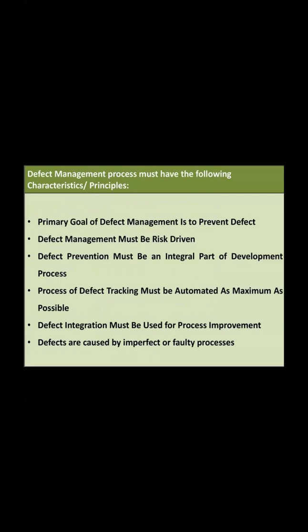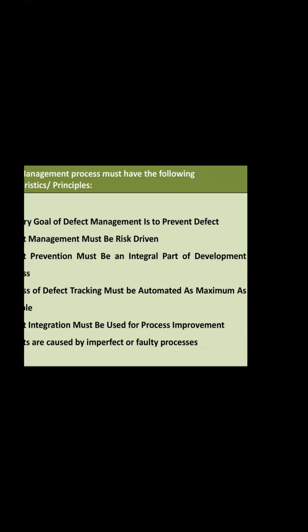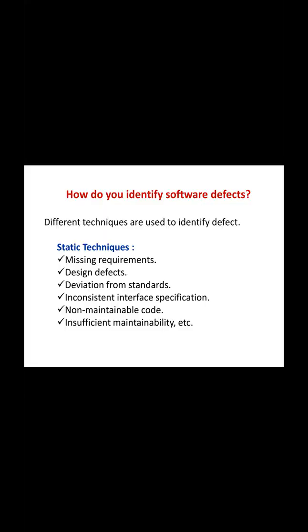The same way, the defect management process must have the following characteristics and principles. What are the major principles followed during defect management? The primary goal of defect management is to prevent the defect. Defect management must be risk driven, so we are ready to take the risk to identify the hidden bugs. Defect prevention must be an integral part of the defect process, defect tracking must be automated, and integration must be used to improve the process. Defects are caused by imperfect fault processes. So these are the steps we need to consider.